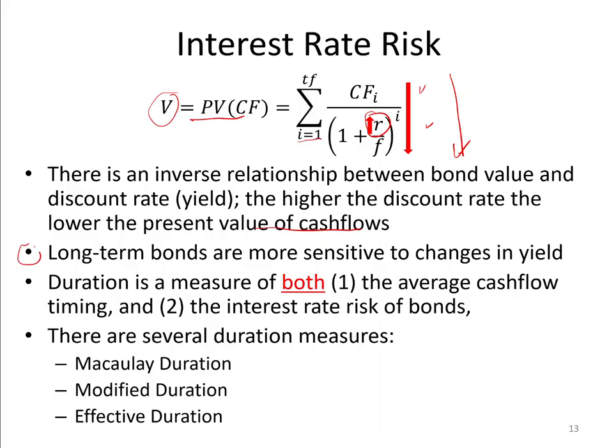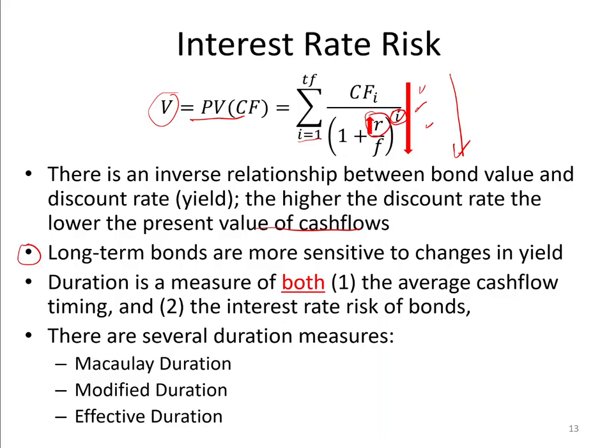Also, we can infer that long-term bonds are more sensitive to changes in yield. Because you can think about a 10-year bond, a cash flow received 10 years from now. Well, that change in that present value effect is going to be taken to the 10th power. And if it's a 20-year bond, it's the 20th power. So that period magnifies the effect of the change in value. So we say longer-term bonds are more sensitive to changes in the discount rate or yield.